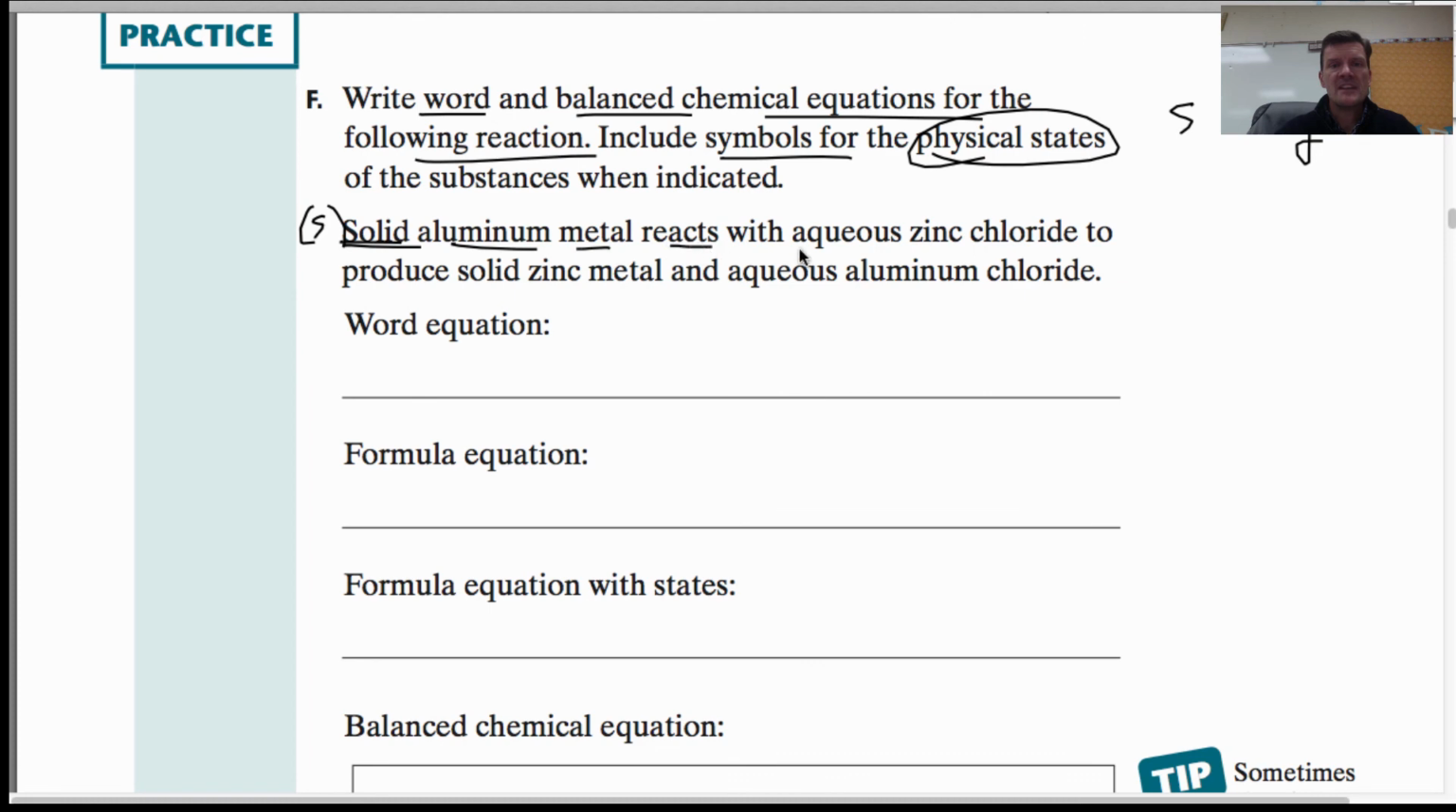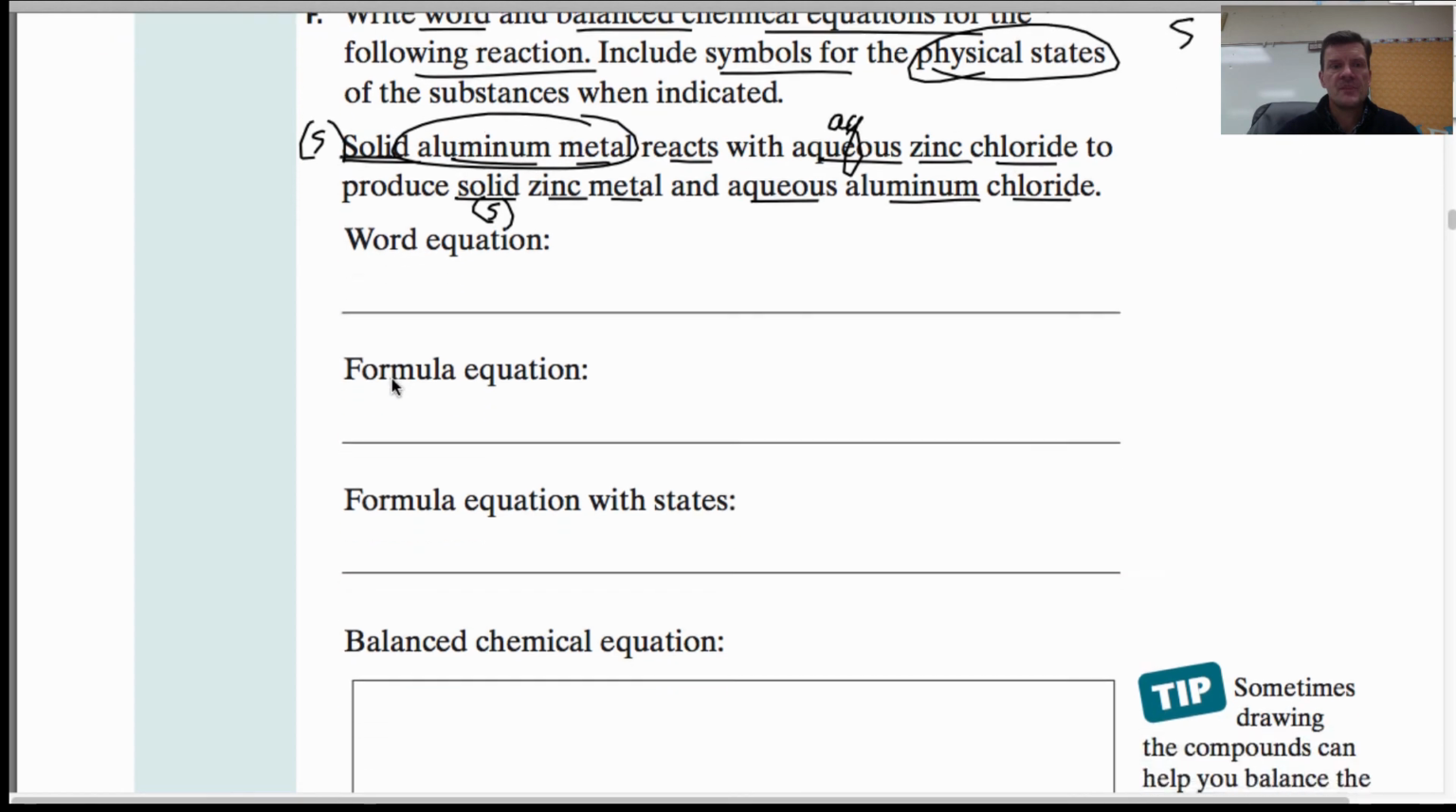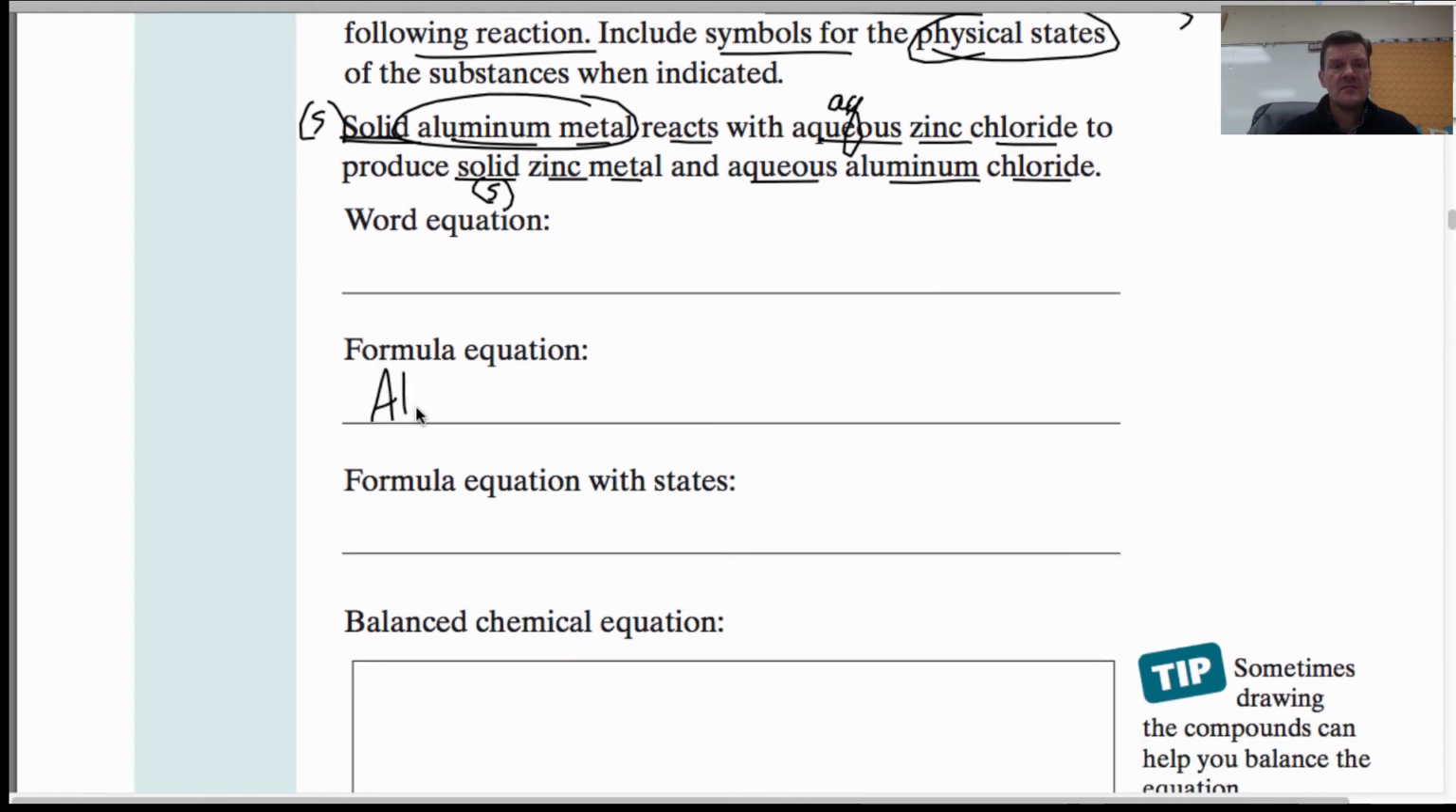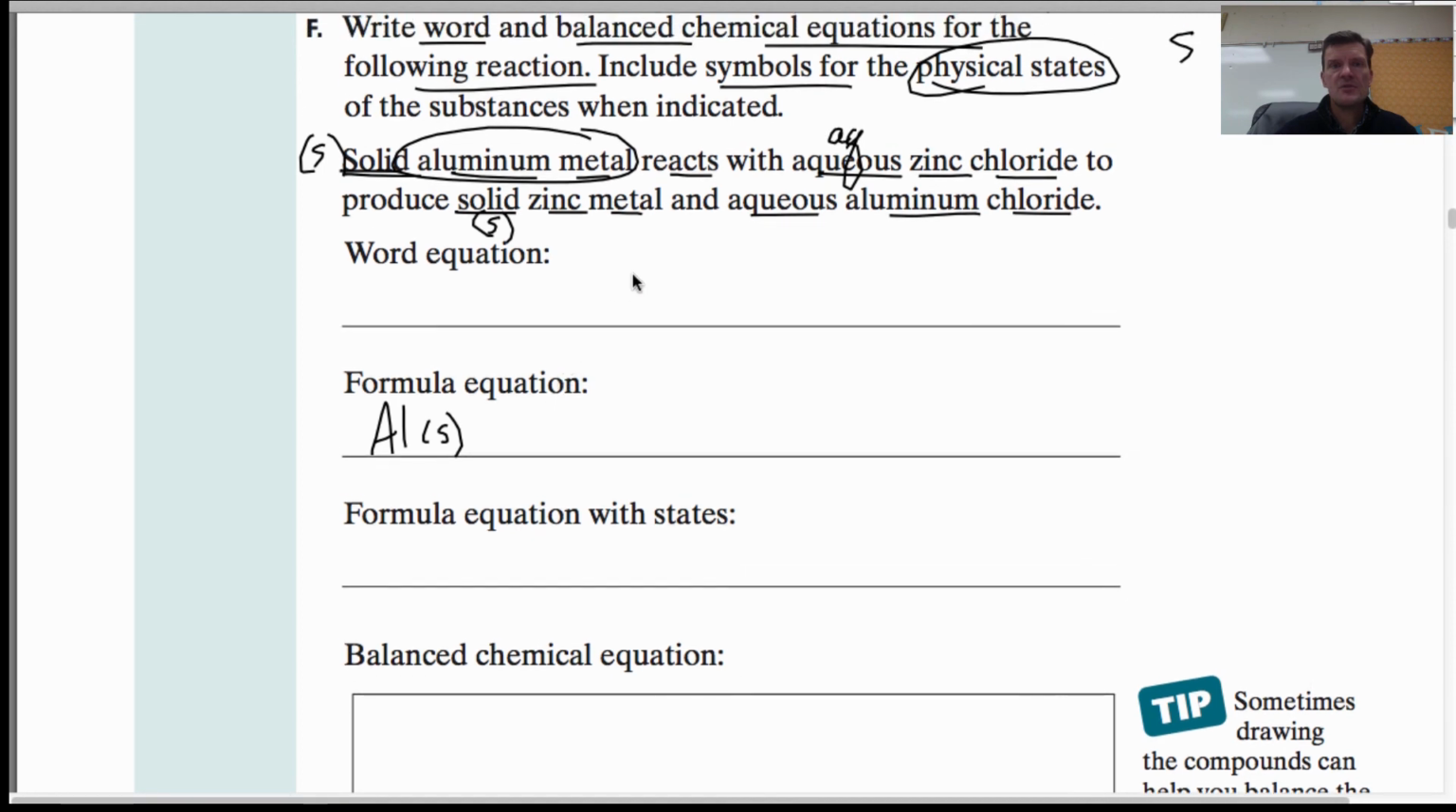Aluminum metal reacts with aqueous, there's AQ, zinc chloride to produce solid, S, zinc metal, and aqueous aluminum chloride. So you'll notice it says aluminum metal. That is an element all by itself. Okay, so I'm going to write down Al, solid. It's all by itself. It's not an ion. It's not in a compound. It is all by itself. Just pure aluminum. Reacts, there's our arrow, with what?